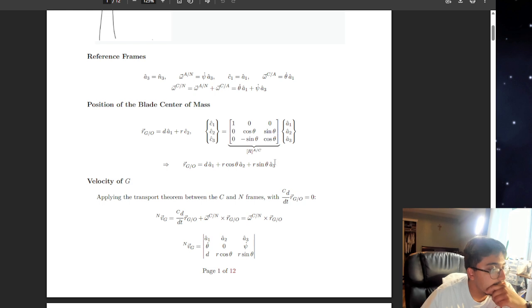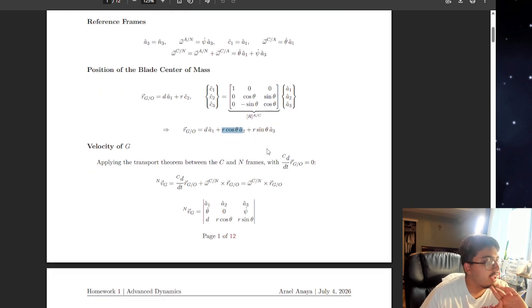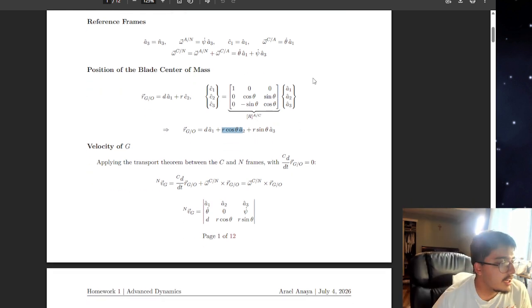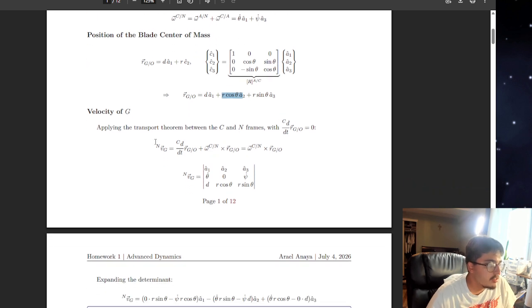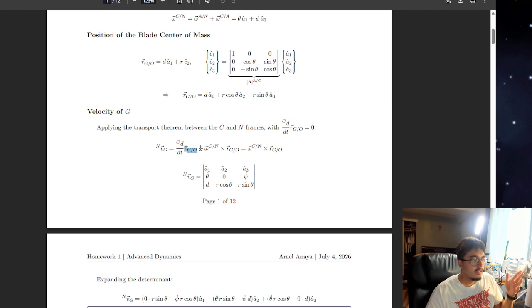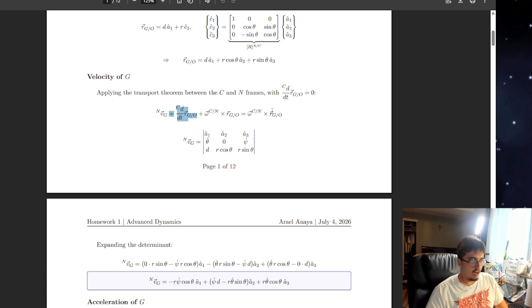Then I went ahead and took the R vector and put it fully in the A reference frame. So that's d A1, R cosine A2, R sine A3. Then to actually solve for the velocity, I used the transport theorem that we went over in these lectures. So we know that the velocity in the N reference frame is going to be equal to the time derivative of the R vector in the C frame plus the angular velocity from C all the way to N crossed with that R vector. Now, because this is a fan blade, R is fixed in space. It is not changing over time. So this term just goes to 0.